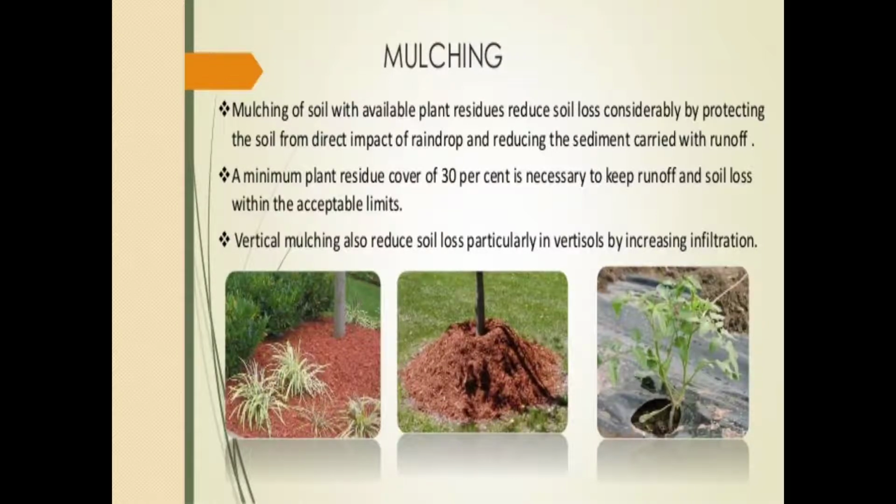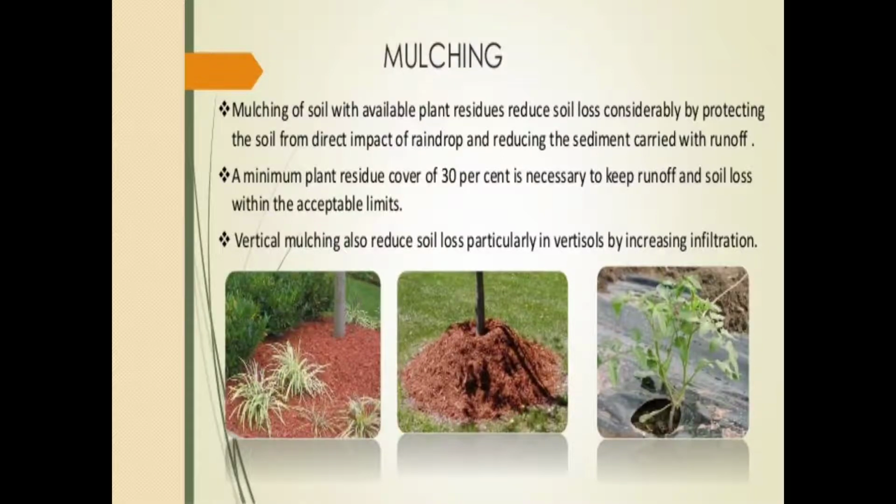A minimum plant residue cover of 30% is necessary to keep the runoff and soil loss within the acceptable limit. That means at least a minimum plant residue cover of 30% is necessary to reduce the runoff, as well as to keep the soil loss within the acceptable limit. That is very important. Then vertical mulching also reduces the soil loss, particularly in vertisol, by increasing the rate of infiltration. Vertical mulching is useful to reduce the soil loss mostly in black soil or vertisol. In that soil it increases the rate of infiltration.